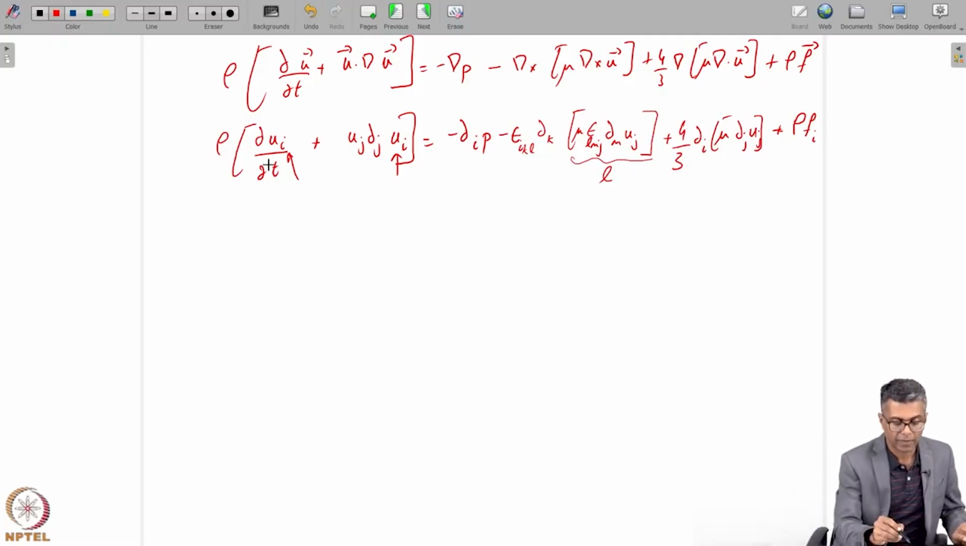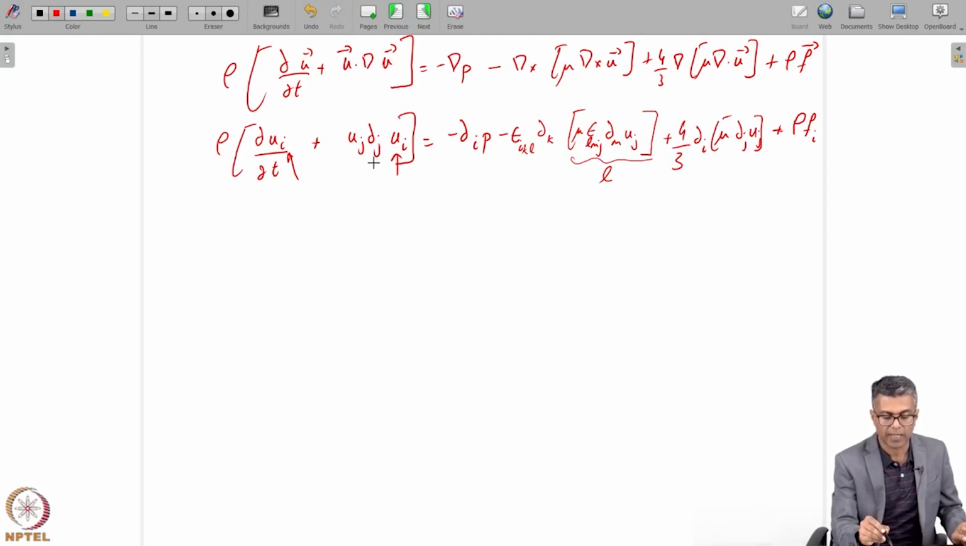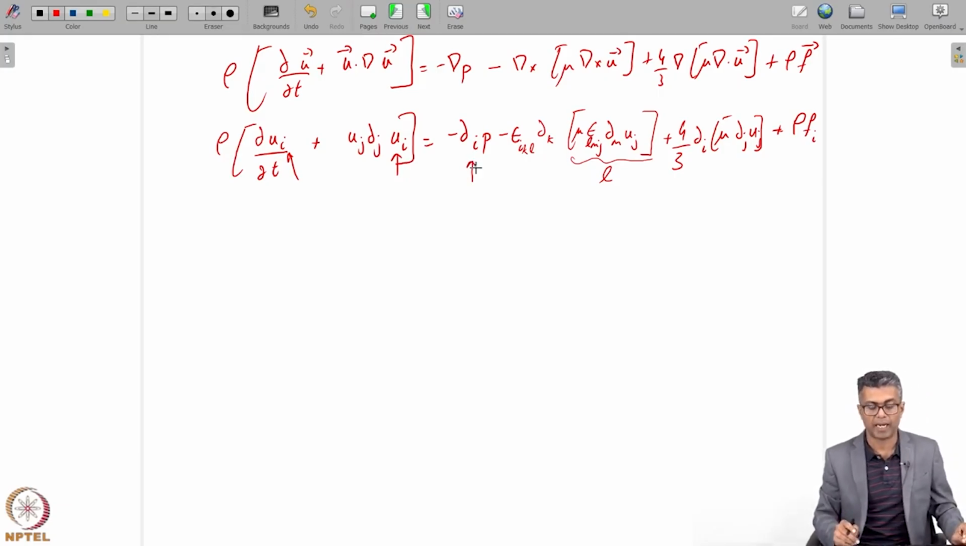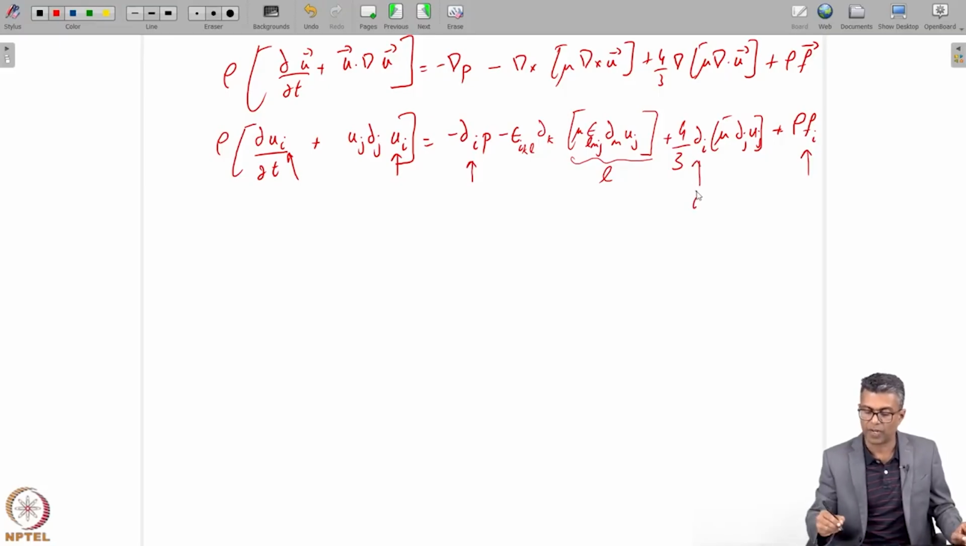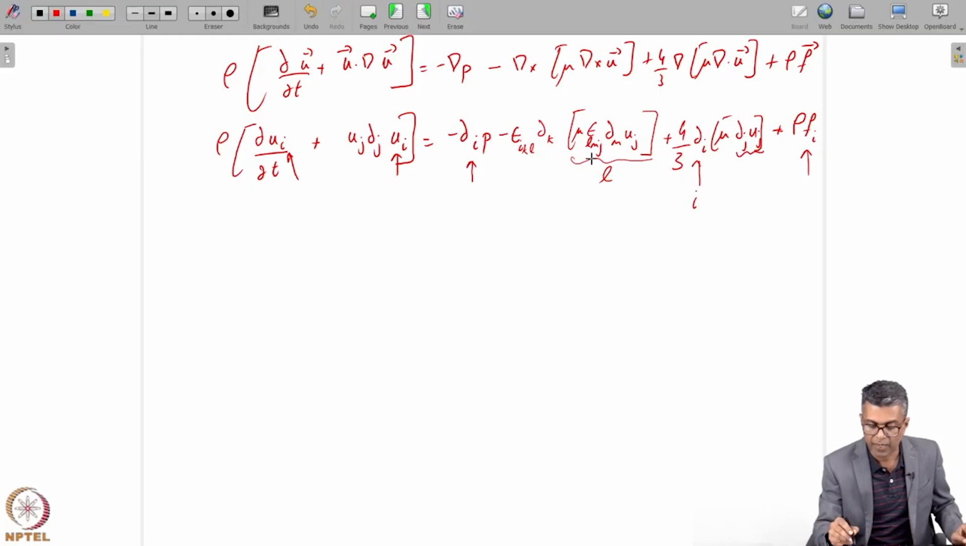So I have rho del t of ui plus uj del j ui. So now everything is in terms of ui. And then here also minus del ip, again in direction of I. Okay, coming back to the last term, it is rho fi, so in the direction of I. Here too, it is in the direction of I, because this is just a dummy index. And then finally coming back to this complicated cross product term, I'll do the inside first.